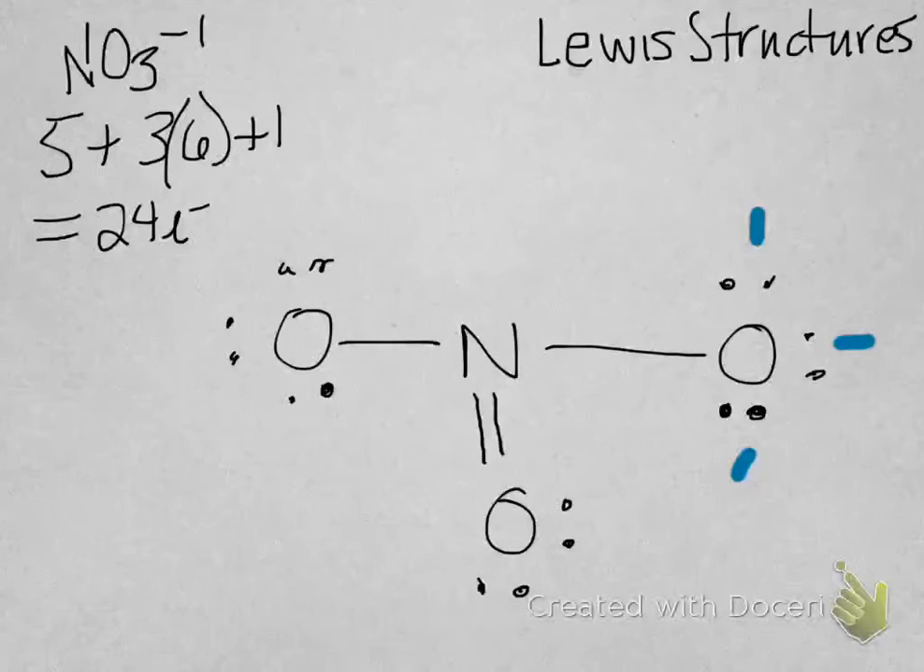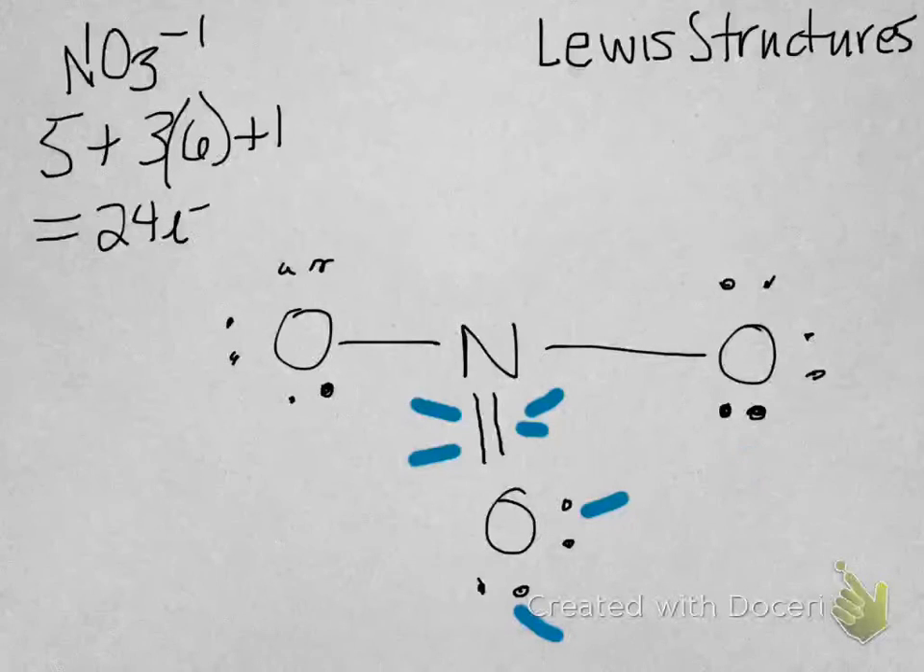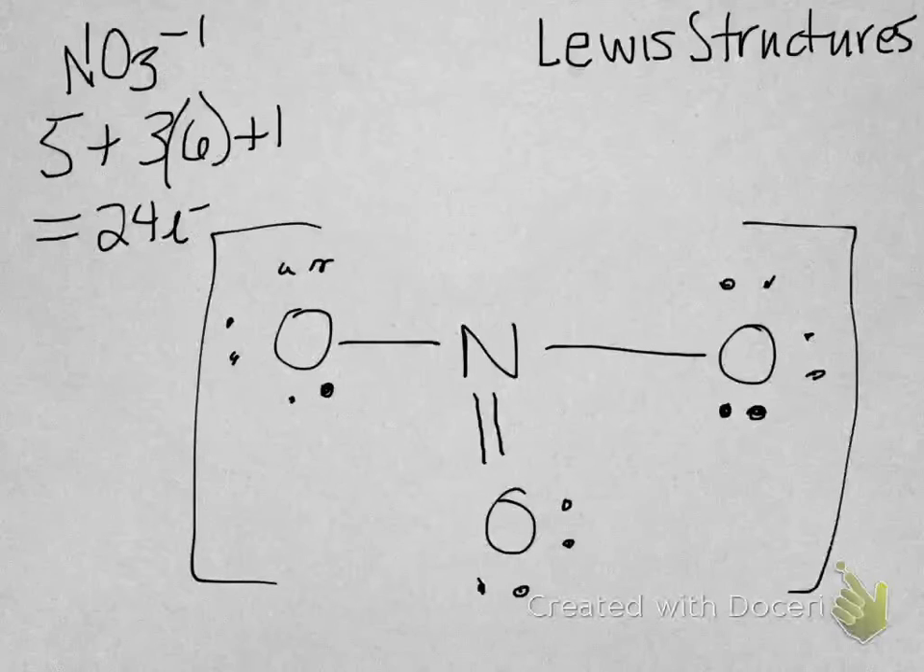So now nitrogen is stable. I have 2, 4, 6, 8 around the nitrogen, then 2, 4, 6, 8 around this oxygen. The other ones are still stable. The last thing I would have to do with this Lewis structure, because it is an ion, is I represent that with brackets and the charge. And there we have our final nitrate.